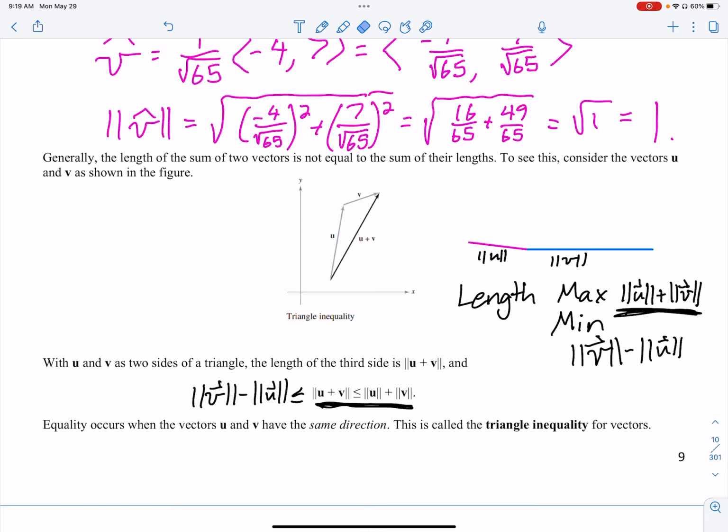Like I said, this is going to be used for you guys that are going to be in theory heavy stuff. Otherwise, I can't speak for a lot of applications. I haven't seen it in too many applications. That last statement makes sense, that if I have equality, they go in the same direction. Okay, so that is a unit vector, and then also the triangle inequality.